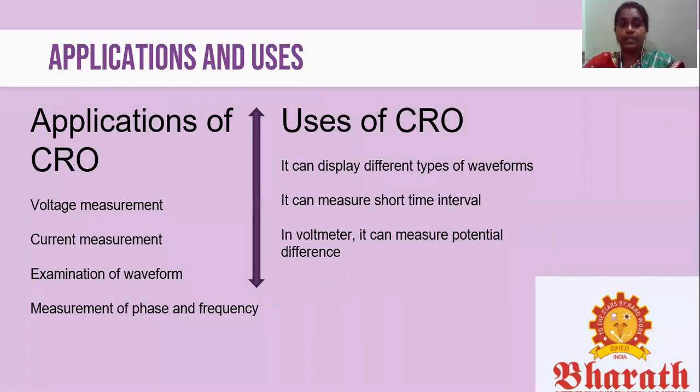Now, some of the applications and uses of the CRO are voltage measurement, current measurement, examination of waveform, and measurement of phase and frequency. It is used in the laboratory. The CRO can be used as a display unit for different types of waveforms. It can measure short time intervals. As a voltmeter, it can measure potential differences.